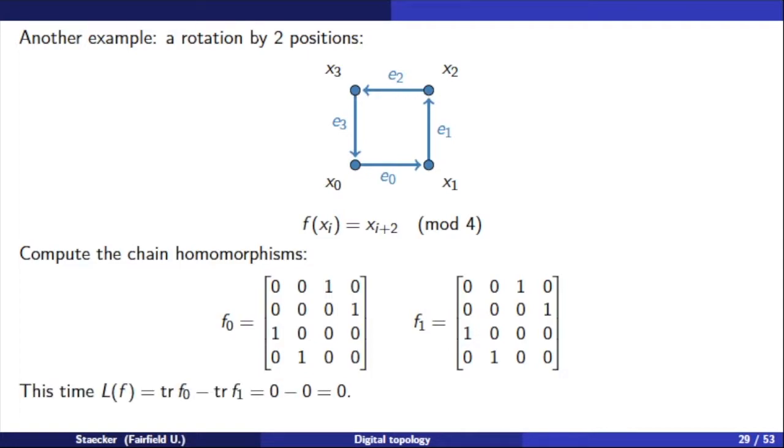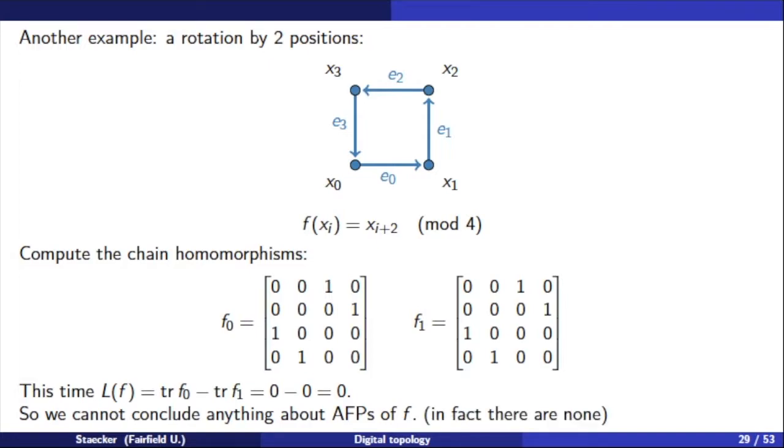Both traces are 0. And so, since the Lefschetz number is 0, we cannot conclude anything about the approximate fixed points. Remember, the theorem says, if the Lefschetz number is not 0, then you have approximate fixed points. But here, the Lefschetz number is 0, so we don't know if there is or is not an approximate fixed point. Actually, if you just look at this, you can see there are no fixed points and also no approximate fixed points. So it's not a surprise that the Lefschetz number is 0. All right? Excellent. In fact, there are none. There are no approximate fixed points.